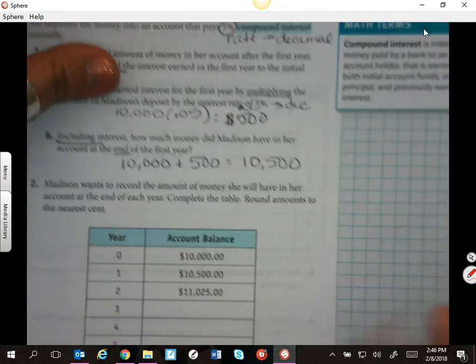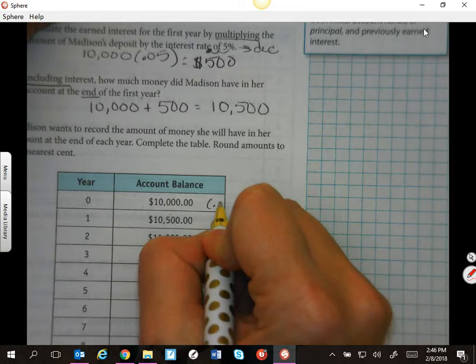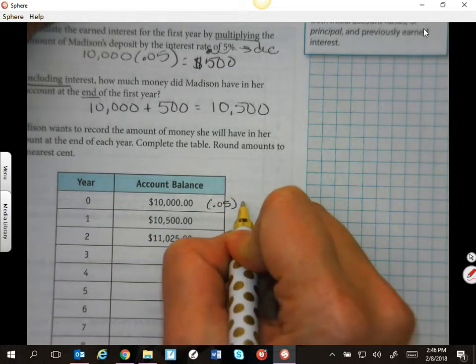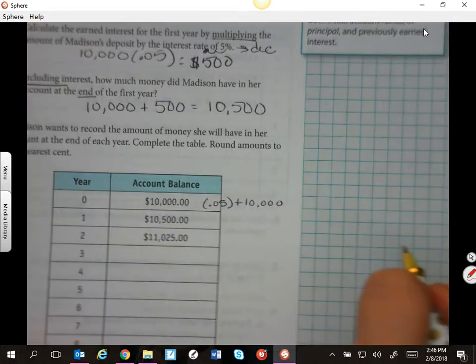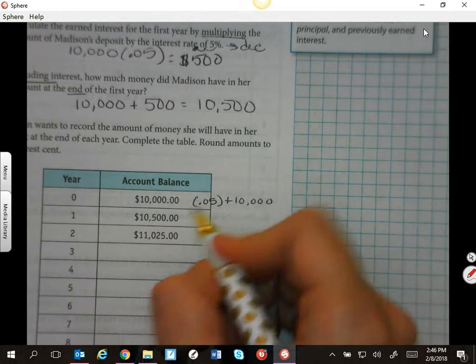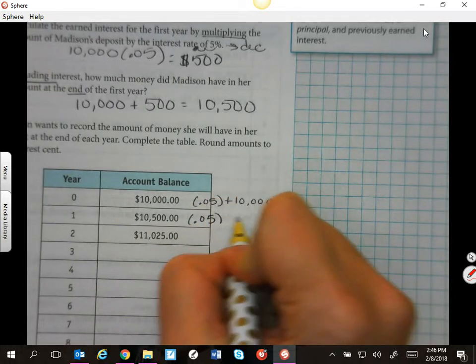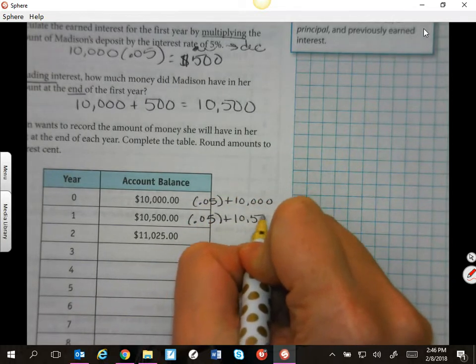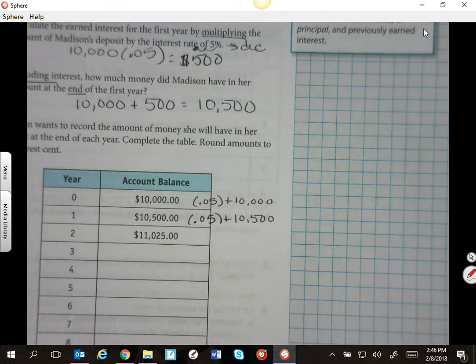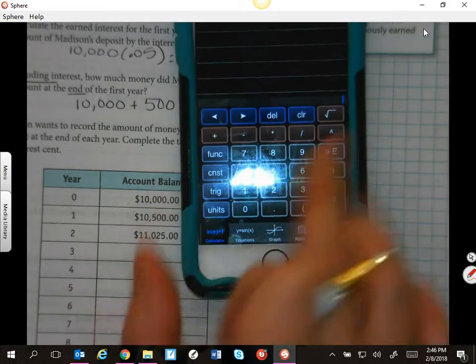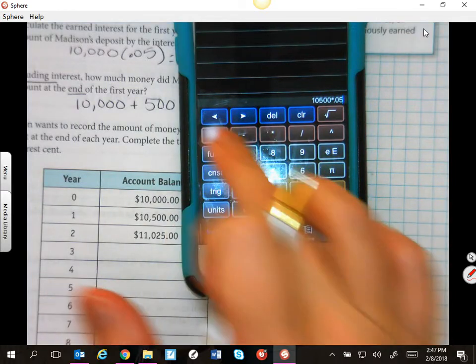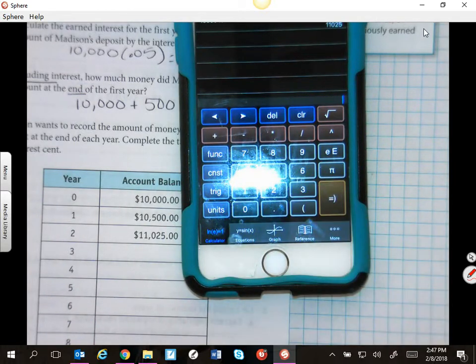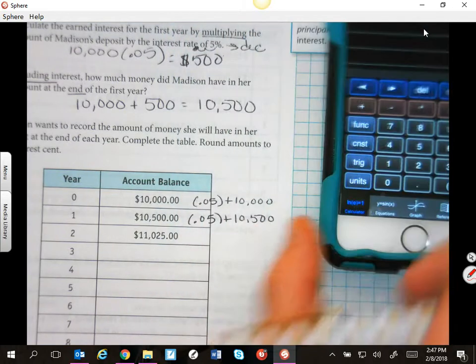So she wants to record the amount of money she will have in her account at the end of each year. What we did here was we said this times 0.05, and essentially we added back in that original amount. So here's our new amount. We're going to say that times 0.05, and we're going to add in what she originally had. So when we go to our calculator, you can say, all right, 10,500 times 0.05 plus 10,500. So now she has 11,025. That's where this came from.